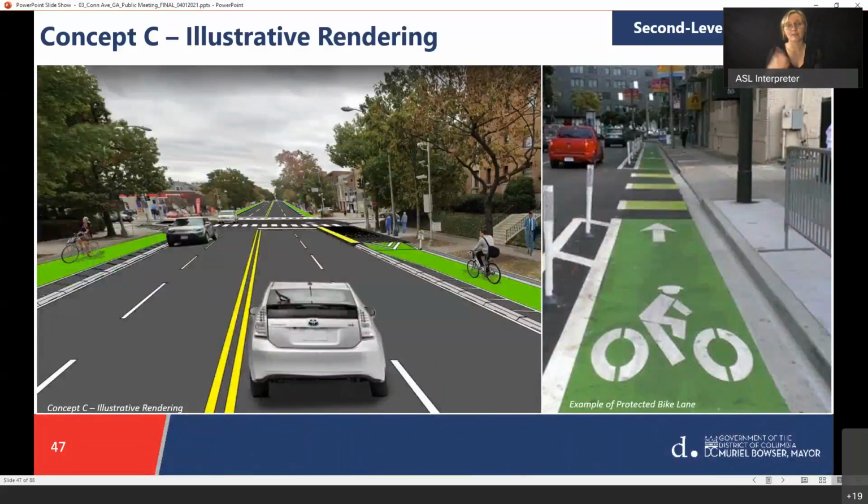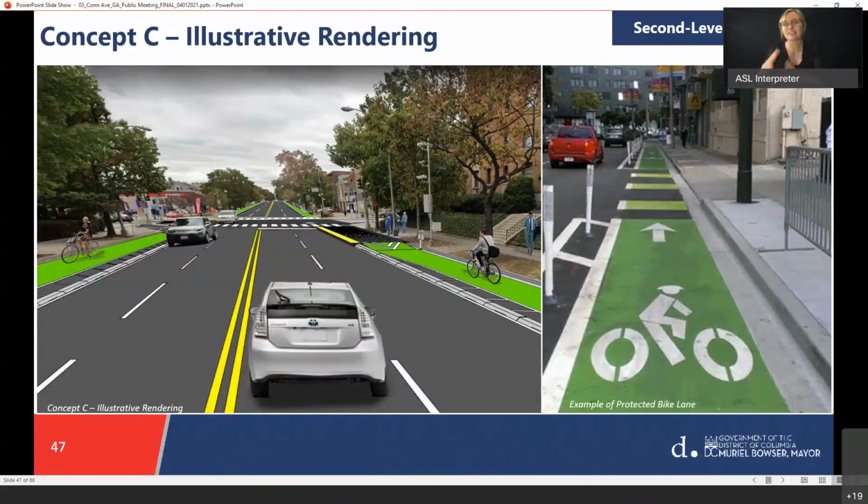This is showing a rendering of what that cross-section would look like. On the left, you're seeing 2 travel lanes in each direction with a protected bike lane on both sides of the street. This also does include a bus floating island or Zika platform, which prevents conflicts between buses and bikers on the street. Next slide.